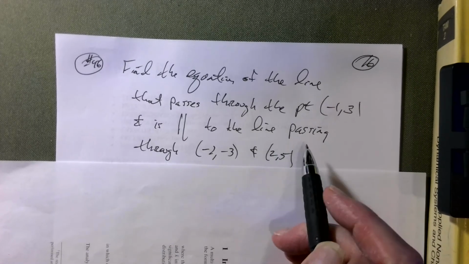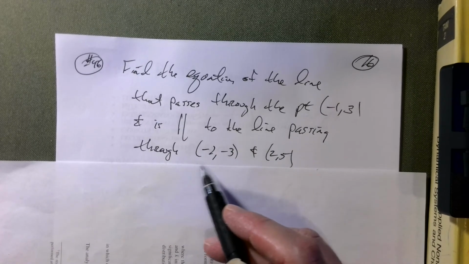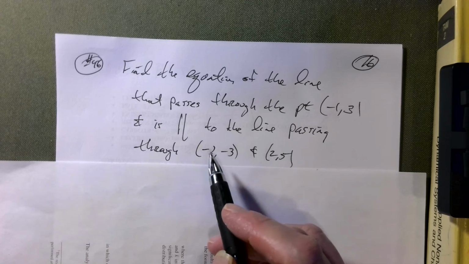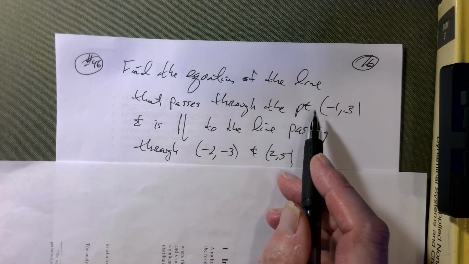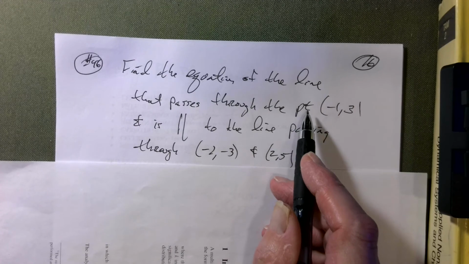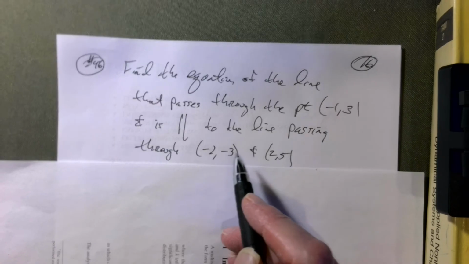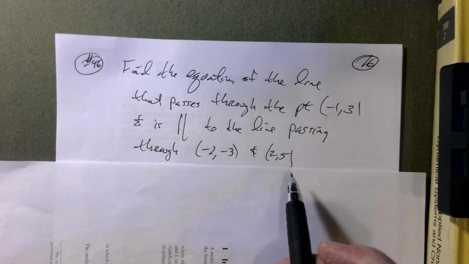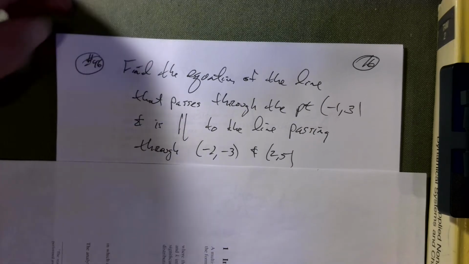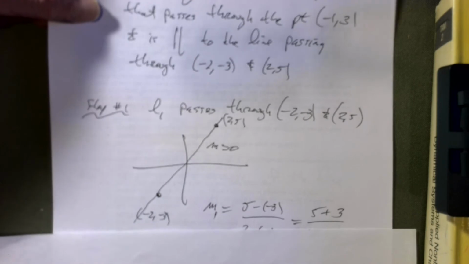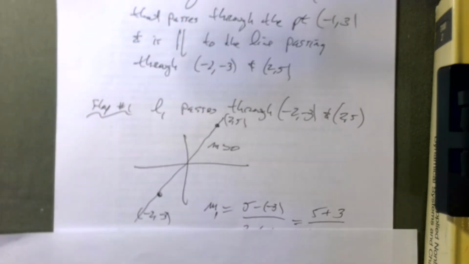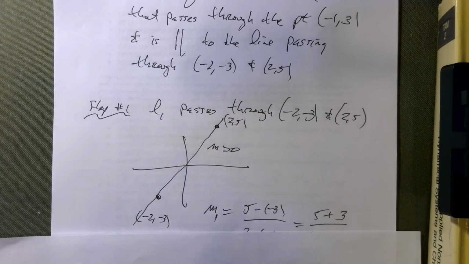So I want it to be parallel to this, which means I have to know the slope of this line passing through here. The slope has to be the same as the slope of this other line. They're different lines. So if I take the points, sorry about the focus, hopefully that's a little better.